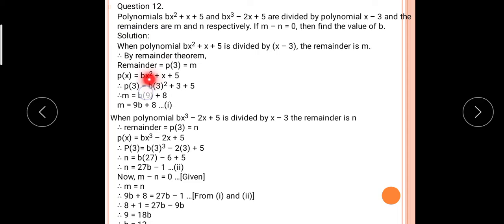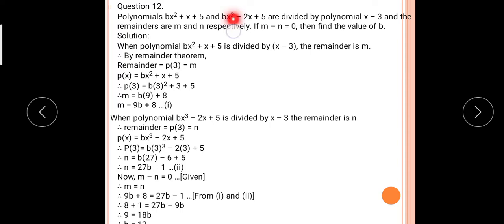So instead of x, what we have to use? 3. So b times 3 square plus 3 plus 5. So p of 3 is what? It is m. So b times 3 square is 9b plus 8. So m is equal to 9b plus 8. This is your first equation.